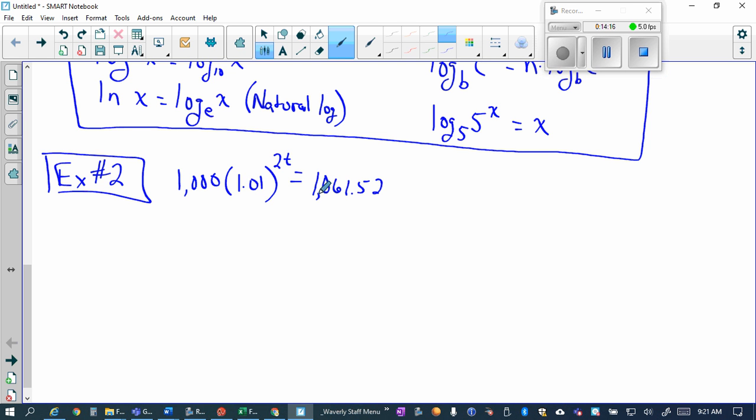Well, we have this exponent up here. So you're probably thinking, okay, I'll take the log of both sides. Well, not yet. The very first thing you have to do is clean this up. I just want a pure exponential function. This is that pure exponential function. Before I take the log, I want that by itself. So what do you think I should do first to both sides of this equation? Divide both sides by 1,000.